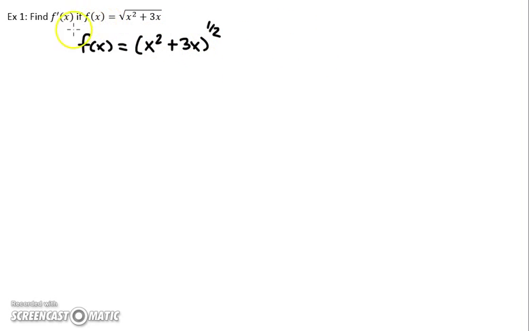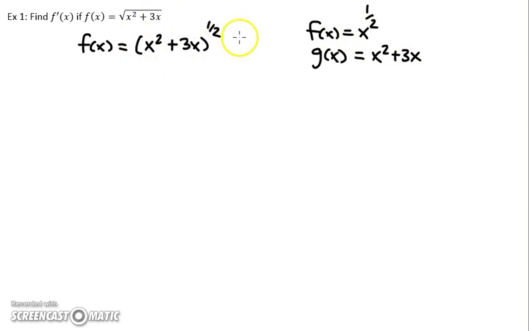I know we called this f here, but if we think about the definition we had, they used f and g, so I'm going to use f and g here. The inside, that g of x, according to our definition, is going to be our x squared plus 3x, because it's inside this other function that would be x to the 1/2. If you were to take this x squared plus 3x and put it in for this x, we would get this stuff here. So that's where our composite function comes into play.